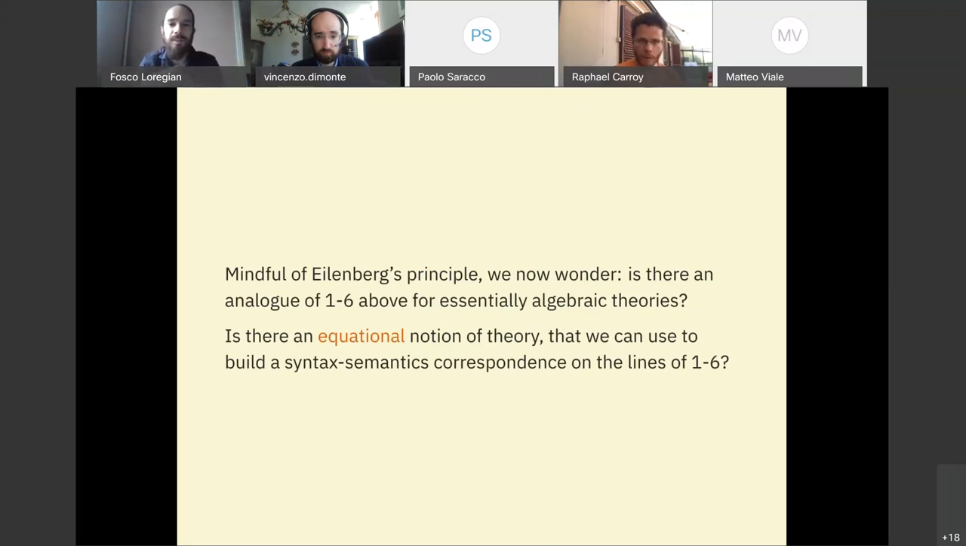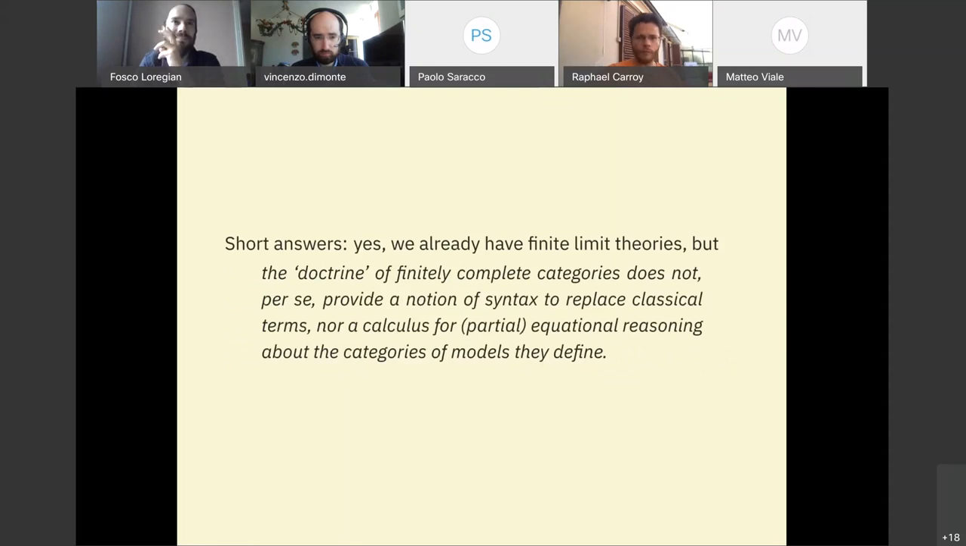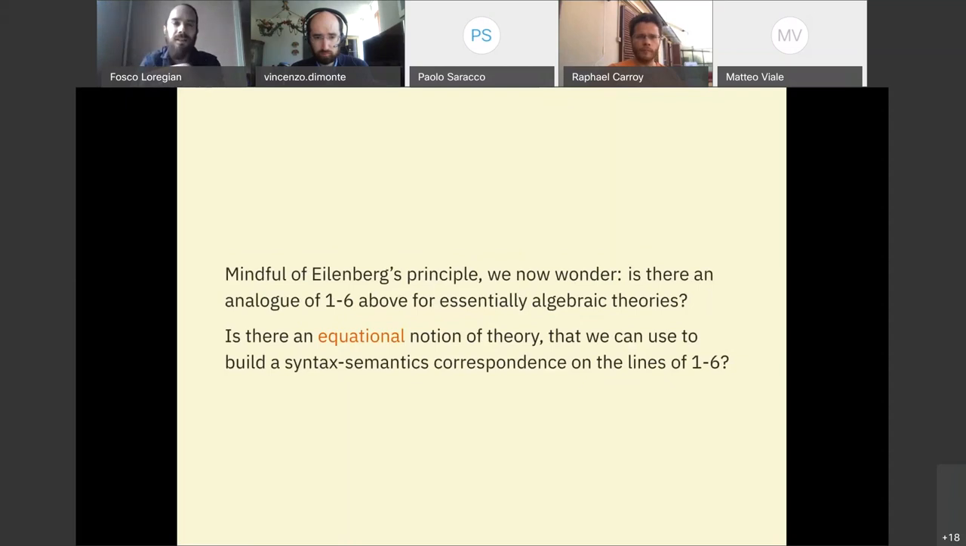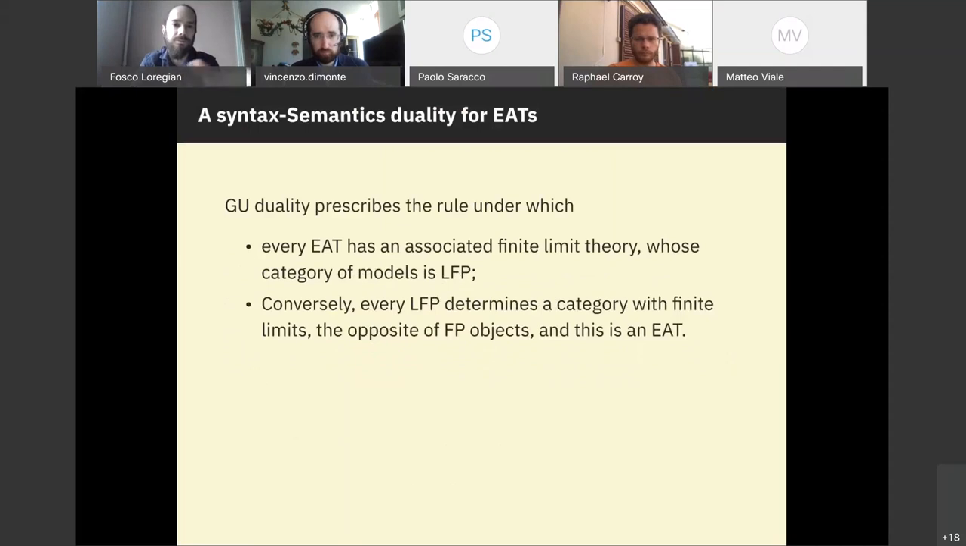Each of us was motivated by a different original question, different approaches, different interests, you name it. In a sense, finite limit theories are already there to provide you this categorical approach to essential algebraic theories, because in this theorem, in this equivalence, every essential algebraic theory defines a finite limit theory, and so you get it.